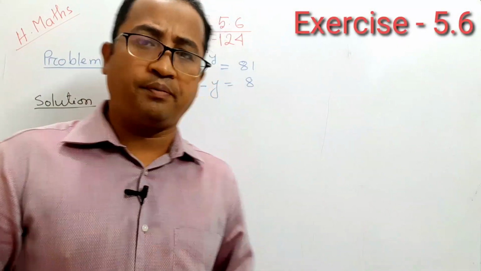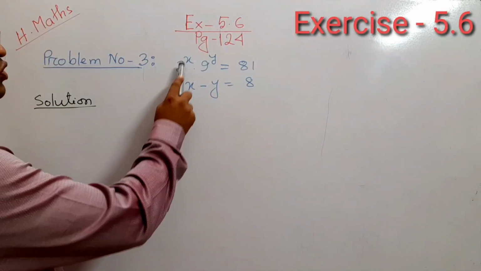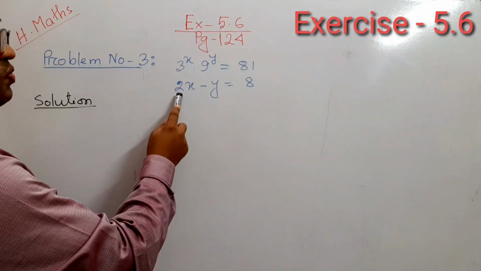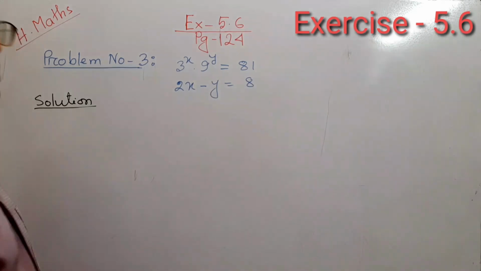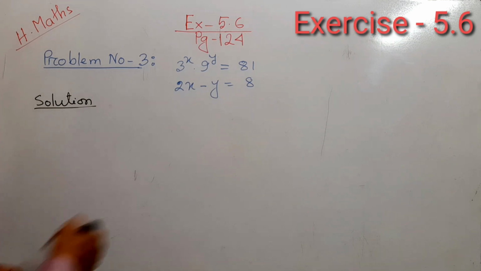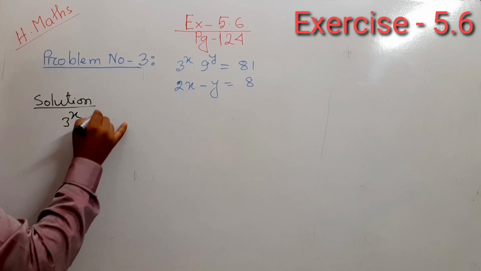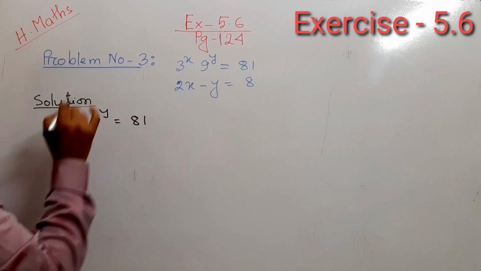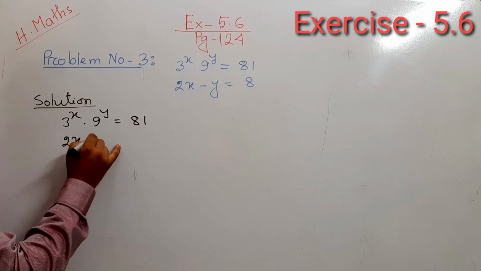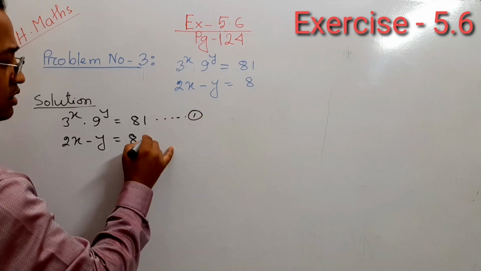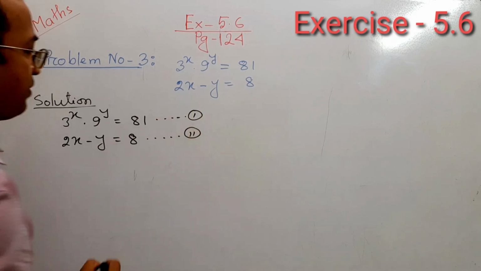Now question number 3. Look, 3 to the power x into 9 to the power y equal to 81 and 2 to the power 2x minus y equal to 8. These two equations are given. We will solve them and find the values of x and y. So it is given 3 to the power x into 9 to the power y equal to 81, and 2 to the power 2x minus y equal to 8. This is equation number 1 and this is equation number 2.